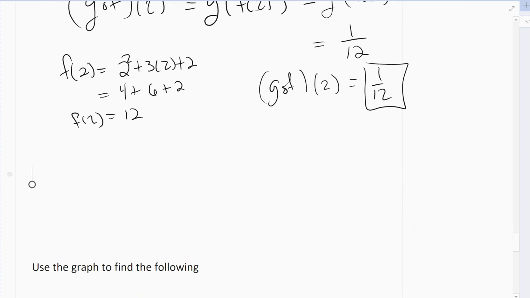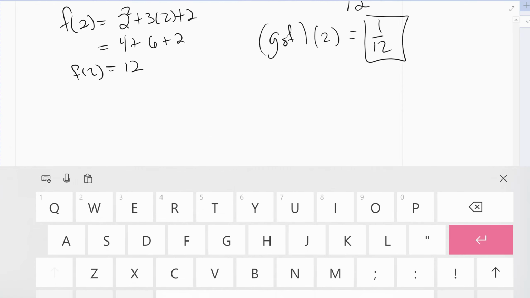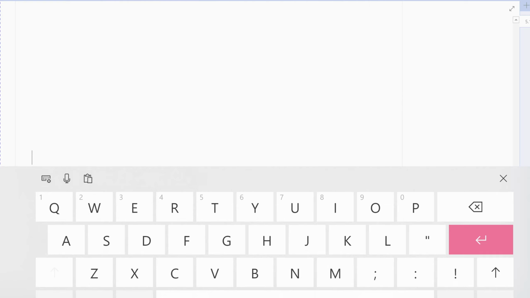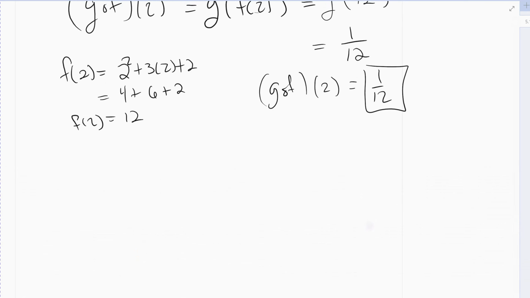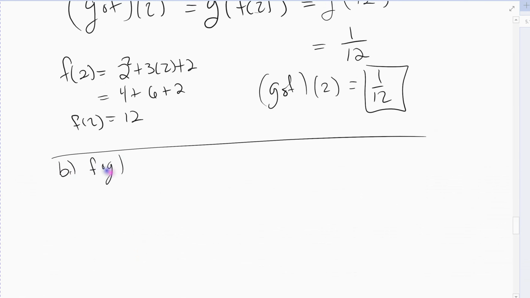Alright, I can give myself enough room to work, so I'm going to give myself a little more room. So my next one is actually finding them and simplifying and finding my domains. Alright, so part B is finding f of g of x in general, which again I think is easier to write in this form.